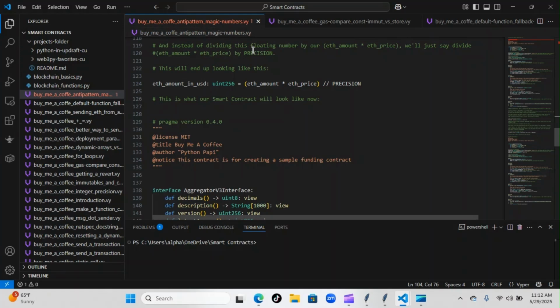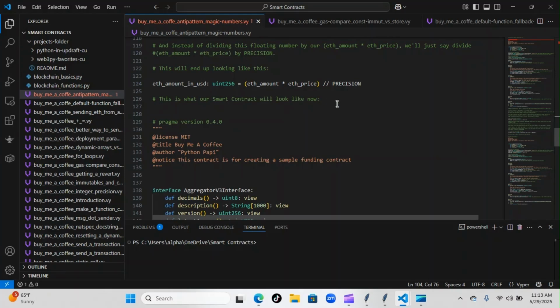So instead of dividing this floating number by our ETH amount times ETH price, we'll just say divide ETH amount times ETH price by precision. As we went over yesterday, it's going to look like this: ETH amount in USD, which is the type uint256. We're going to set that equal to the ETH amount times ETH price divided by precision. Remember, precision we set to 1 times 10 raised to the 18th.